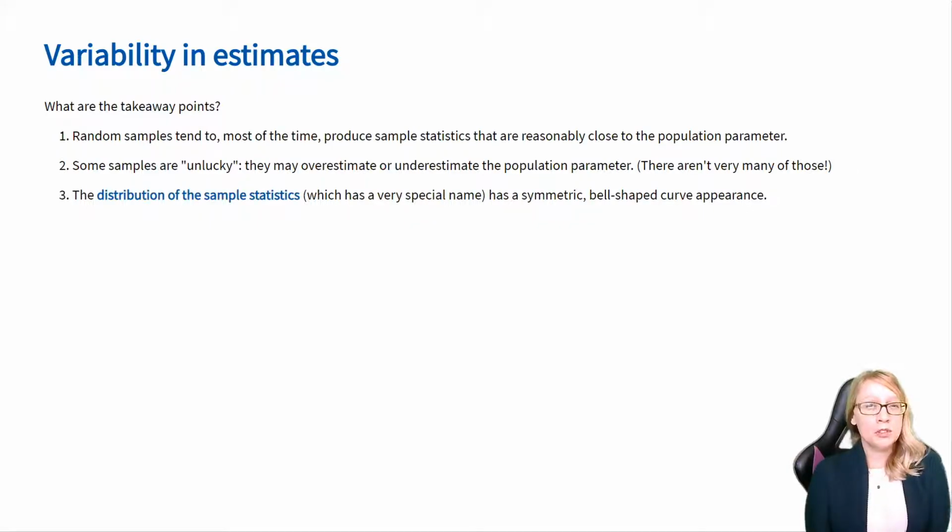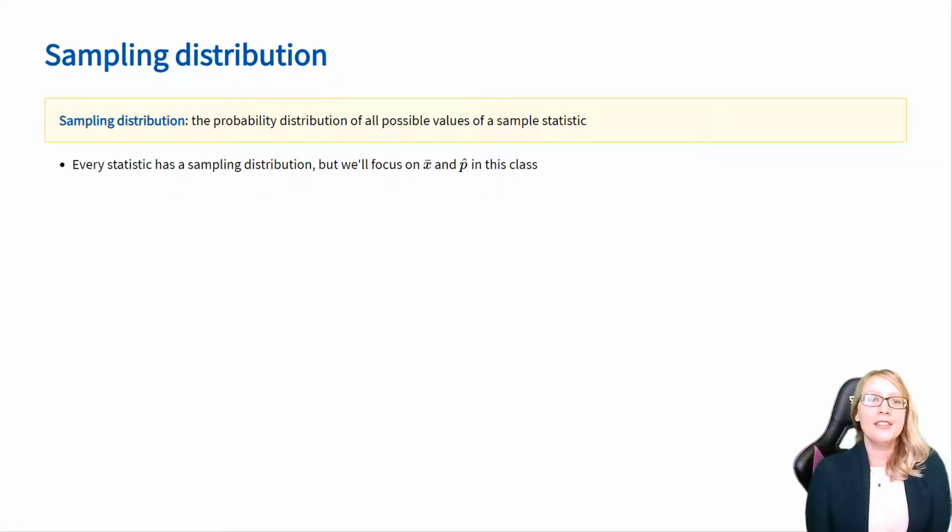The distribution then of these sample statistics tells us what we would expect to get with repeated random samples. Most of the time, this has a symmetric bell-shaped curve. The name for this distribution is the sampling distribution. So when we refer to a sampling distribution, what we're looking at is the probability distribution of all possible values of a sample statistic. So what do those sample statistics look like over repeated random samples?